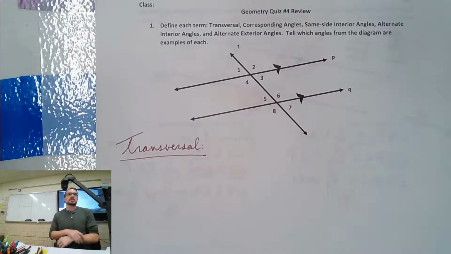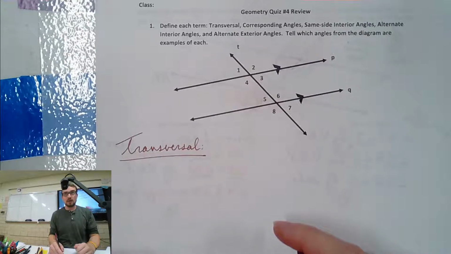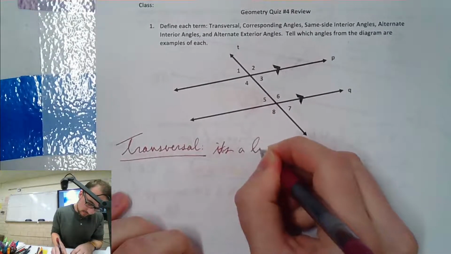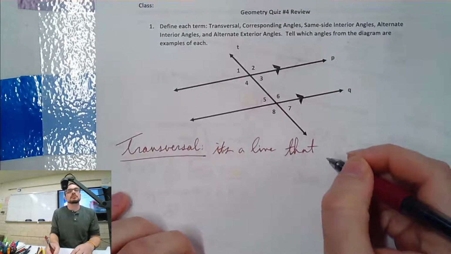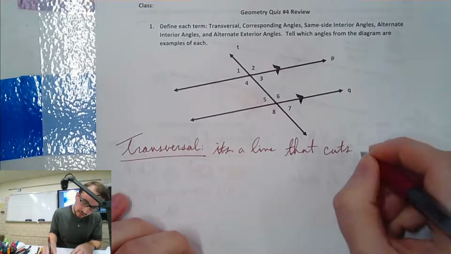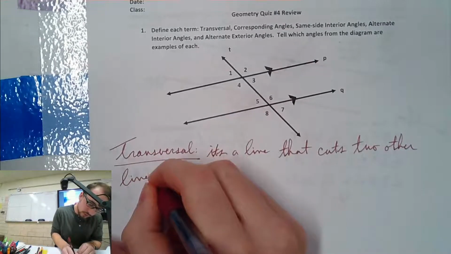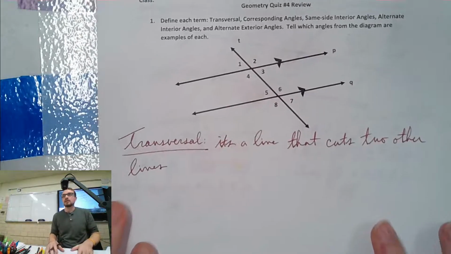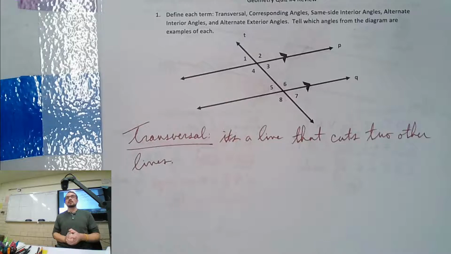So transversal sounds like a wrestling move, but it ain't. Tell me what a transversal is. It's a line that goes parallel, and then cuts two other lines. Do the lines have to be parallel? Yes. No. Yes. The magic happens when they're parallel, but they don't have to be.